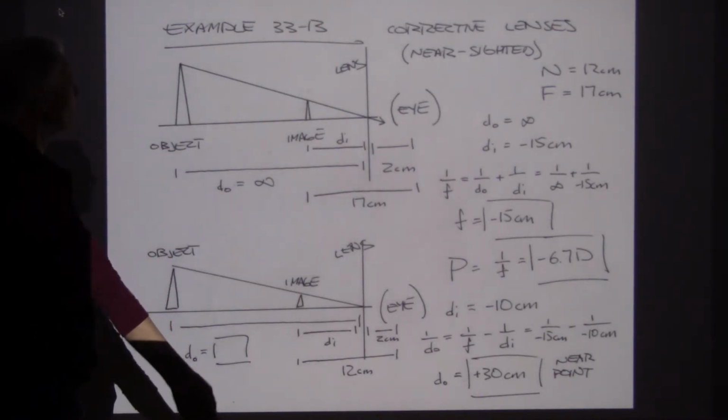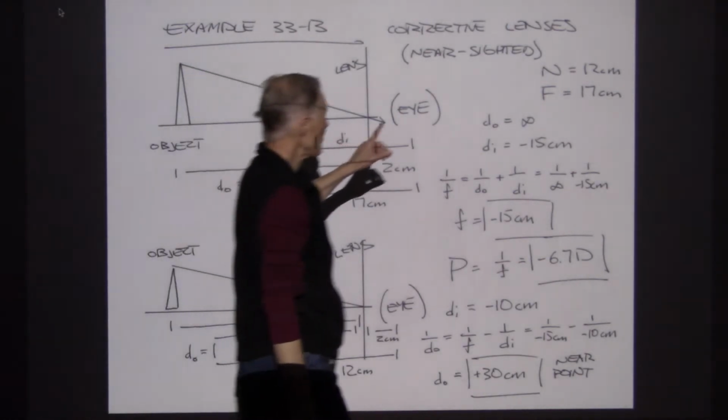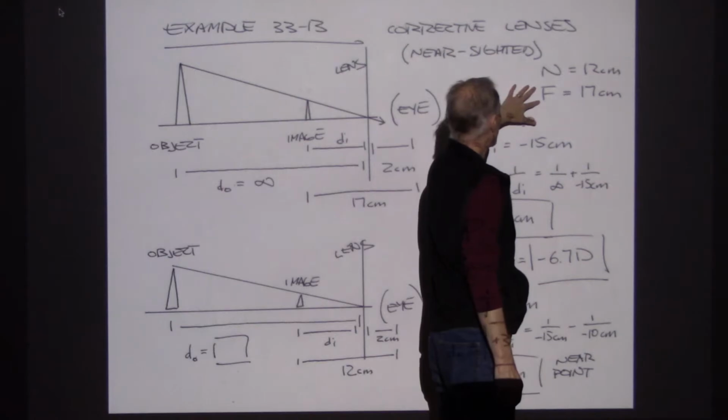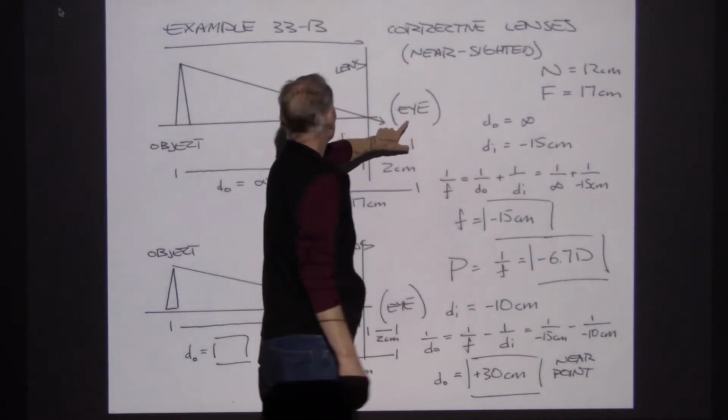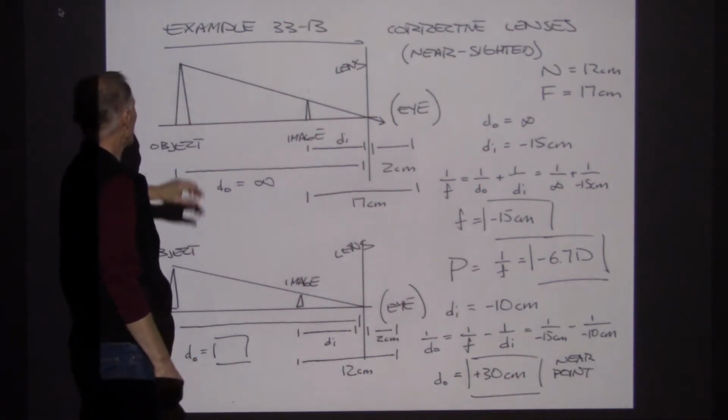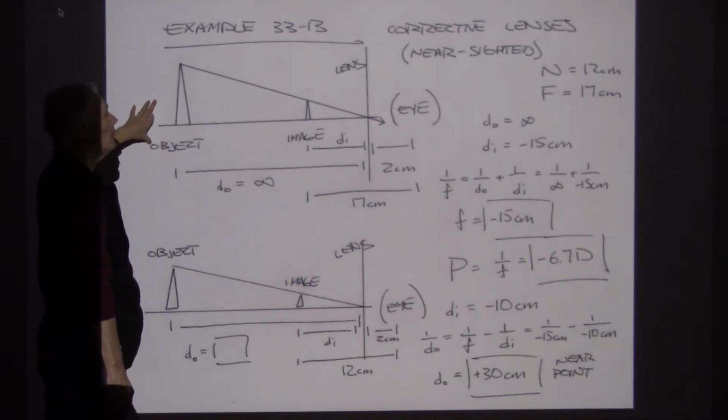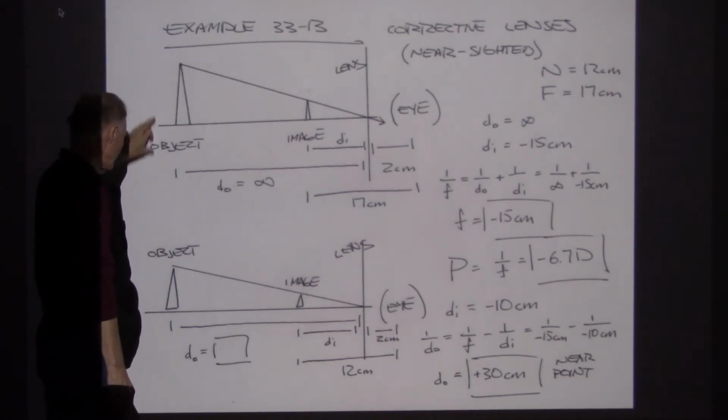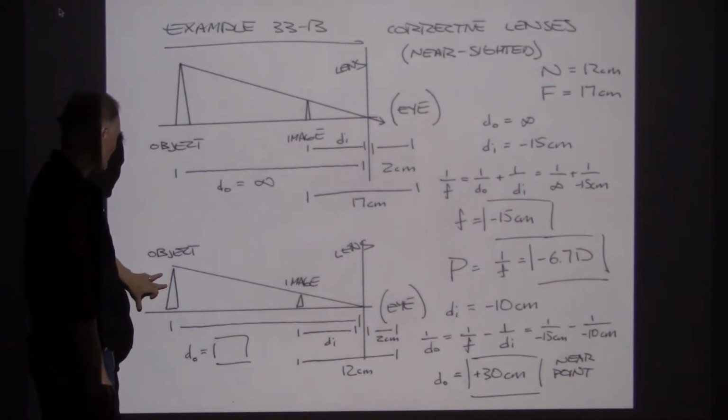Exam problems are going to look like this. So I'm going to start with this. Near point 12 centimeters, far point 17 centimeters. Here is the person's eye. We're going to do one chart for the far point, and then we'll do another diagram for the near point.